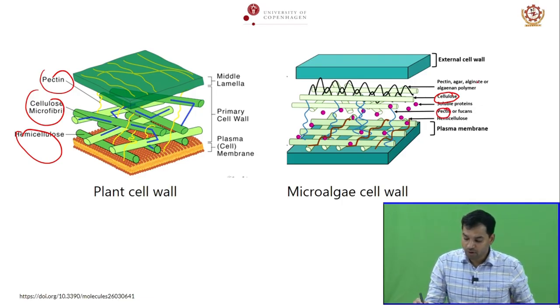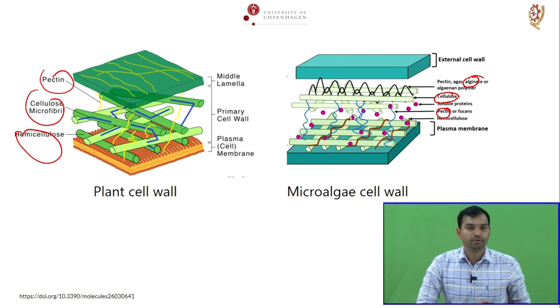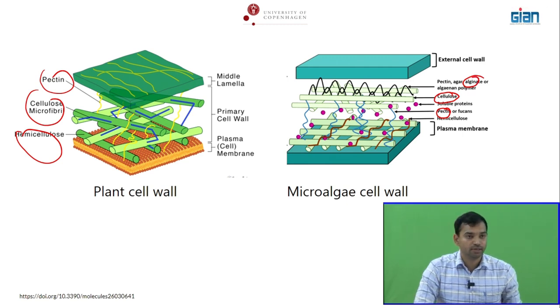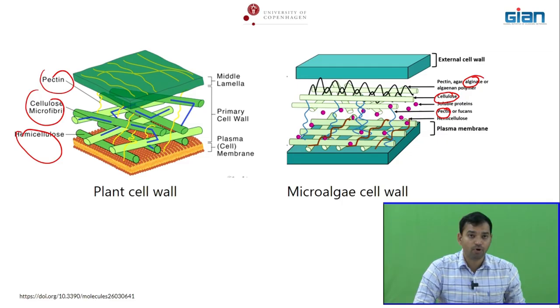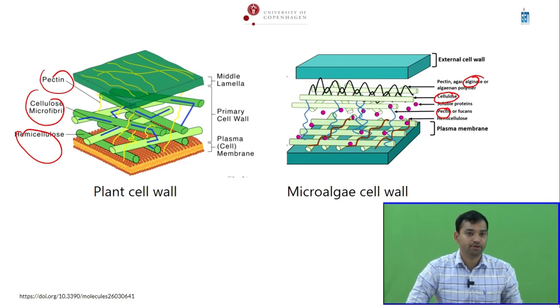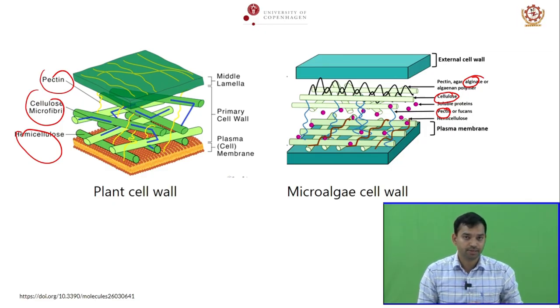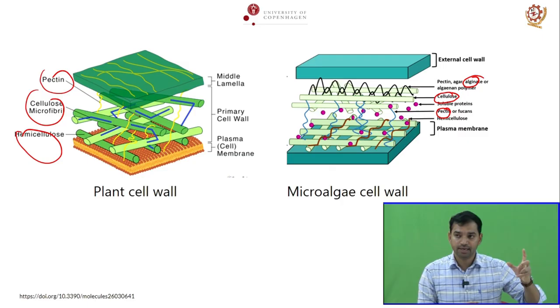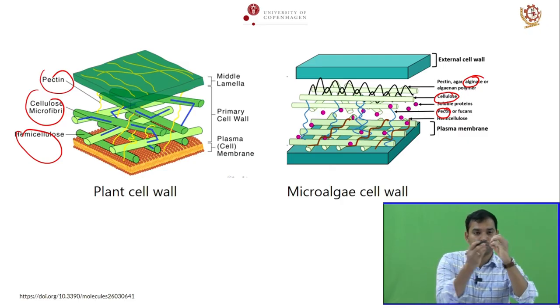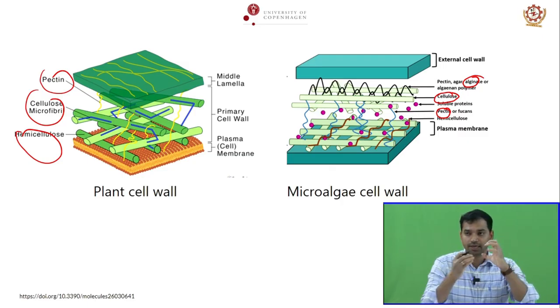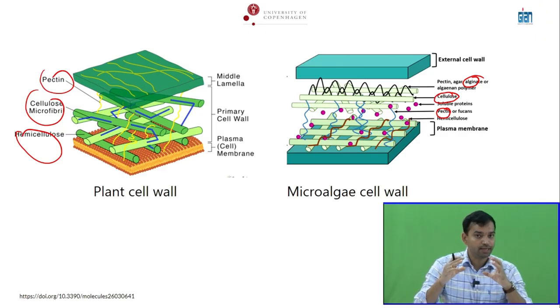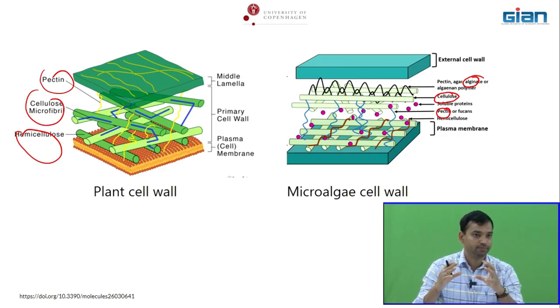But sometimes they also contain alginates, other kinds of polysaccharides. So microalgal cell walls are still more complex compared to plant cell walls, and sometimes they're too rigid. That means very difficult to break. Right? Now, in the previous slide, we realized that the cell wall is present and the protein is inside the cell wall. Now I'm telling you the cell wall is very complex and difficult to break down.